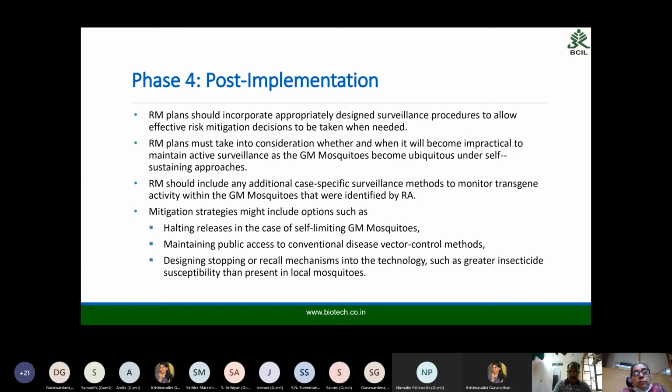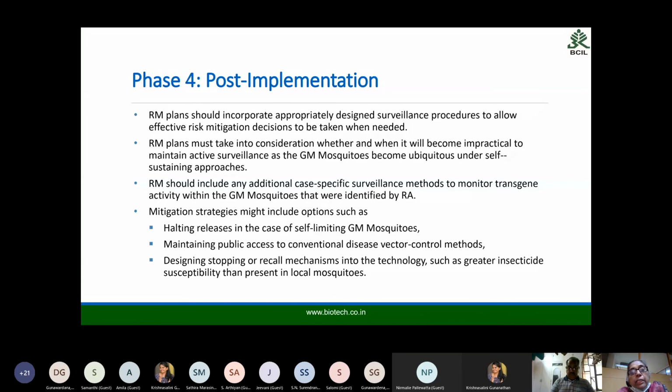For the post-implementation phase, the one which we discussed just now, risk management would incorporate appropriately designed surveillance procedures to allow effective risk mitigation. It must allow for when it becomes impractical to maintain active surveillance as the GM mosquitoes become ubiquitous and self-sustaining, so that there might be a plan where we cannot observe any more. At that time we will be stopping surveillance, and we have to inform the regulator that we are going to do this only for X period, because after that it will be very difficult to monitor.